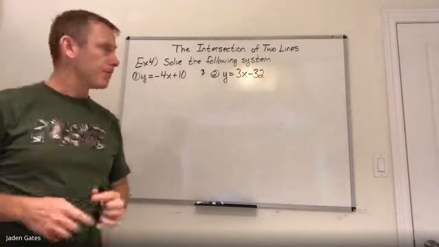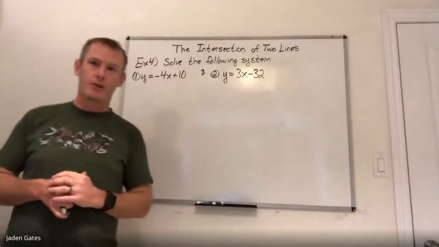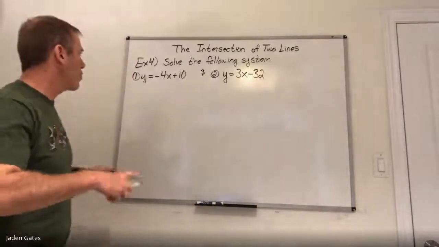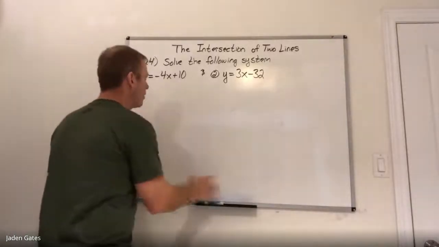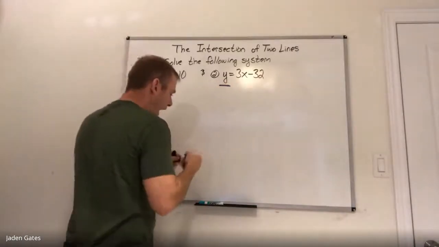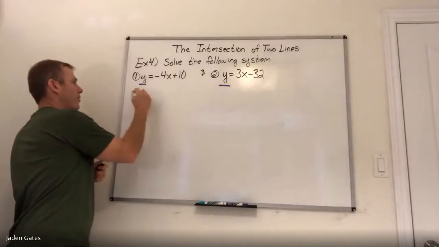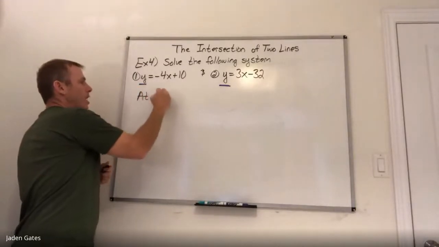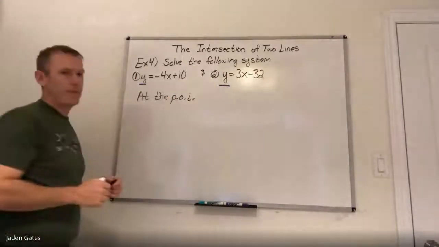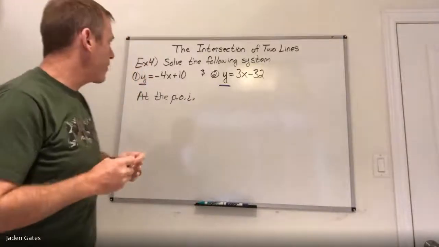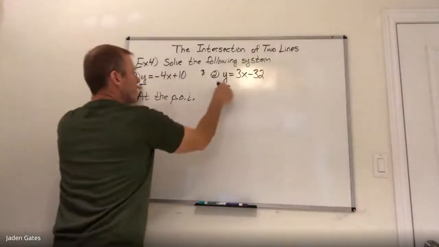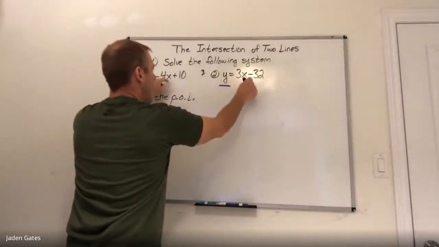Now, here's the catch with this. Again, I've said that when we have the point of intersection, you have the same x and the same y at the same time. That's key. So this y here and this y here are the same at the point of intersection. So at the POI, the point of intersection, these y's are the same. Right? And the x's are the same. Now, here's the thing. If these two y's are the same, and this is equal to that y, and this is equal to that y, then these two have to be the same.